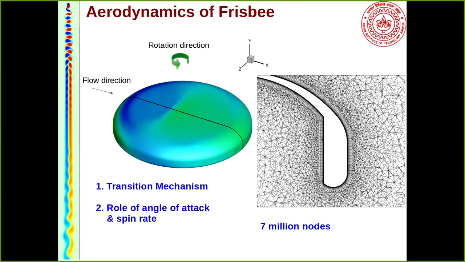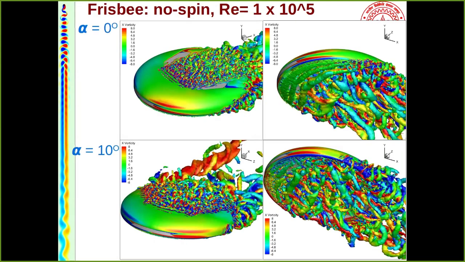Okay, I will stop here. I will just leave you with a picture of the frisbee. We are doing some calculations on the frisbee, on the boundary layer transition and the flow in the cavity. So I just stop here.